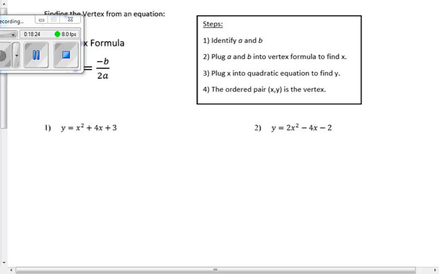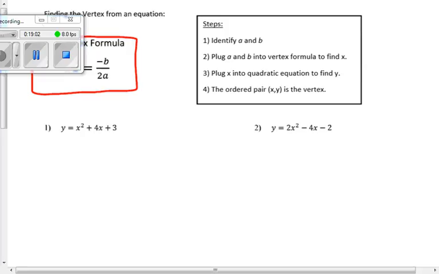So once I've identified A and B, I'm going to plug A and B into the vertex formula, which is given to you right here. Okay, this is only for the x value of our ordered pair. We're going to have to do something more to find the y value, but for the x value, we would take the opposite of b. Don't necessarily think negative b, because I get a lot of students who say, oh, b is already -4, so I don't need to do anything there. No. Whatever b is, -4, +4, whatever, take the opposite of that, and that's what goes in your numerator.